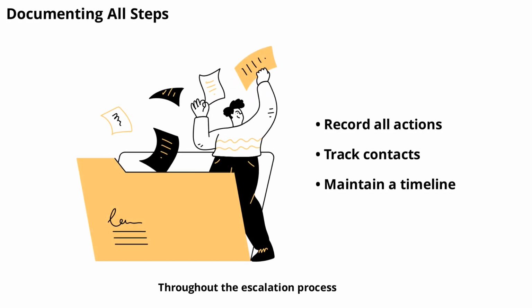Throughout the escalation process, keep detailed records of every step you take. This includes dates, times, people contacted, and summaries of conversations. Good documentation not only helps you track progress, but also provides a clear trail if further escalation is needed. It's also valuable if you need to reference your actions in the future.